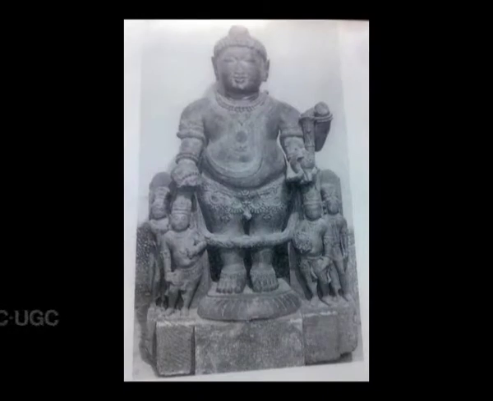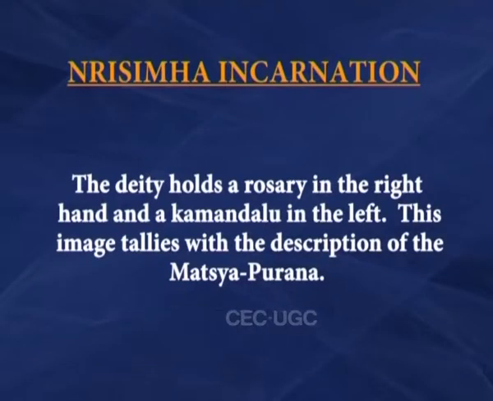Vamana Avatara is also called Trivikrama. This form of Vishnu was first carved in the Gupta period. The Kothari pillar in the Allahabad Museum has an image of pot-bellied Vamana with short legs and wears deer skin in Upavita fashion. The deity holds a rosary in the right hand and a kamandalu in the left. This image tallies with the description of the Matsya Purana.